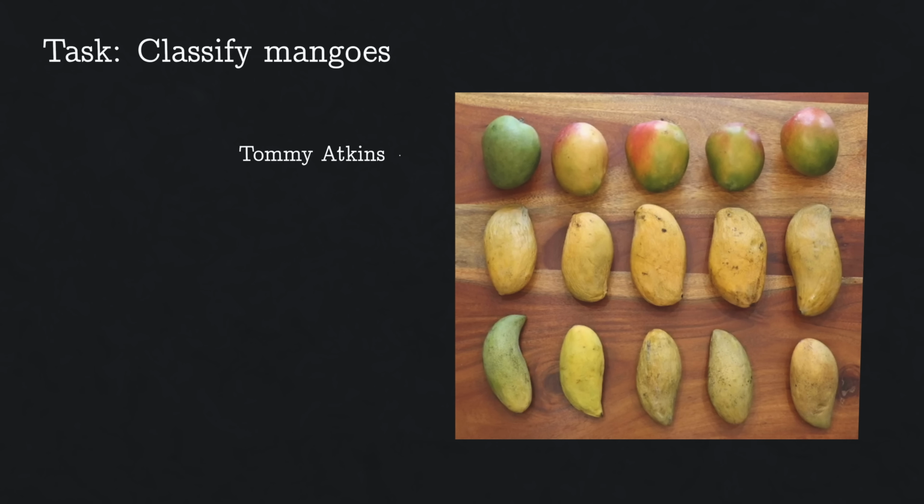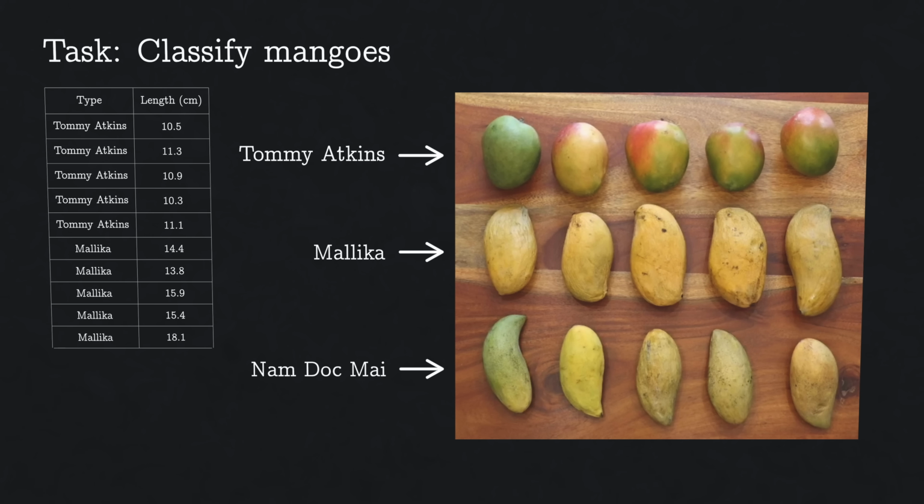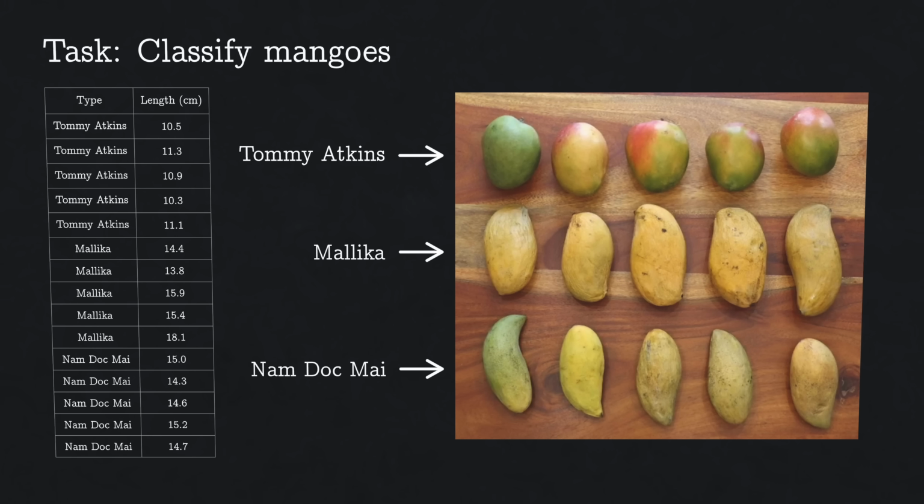So I went to a grocery store and bought a bunch of mangoes of 3 different types. We have 5 Tommy Atkins mangoes, 5 Malika mangoes, and 5 Namdok Mai mangoes. And I measured each of their lengths. If we sort all of these lengths, we can see that the Tommy Atkins mangoes were all shorter than all of the other mangoes, so it should be relatively easy to tell whether a mango is Tommy Atkins by just looking at the length. Again, we could solve this problem ourselves pretty easily. If the length is less than 12, it's Tommy Atkins, otherwise it's not. But we want to see if we can get the neuron to learn that on its own.